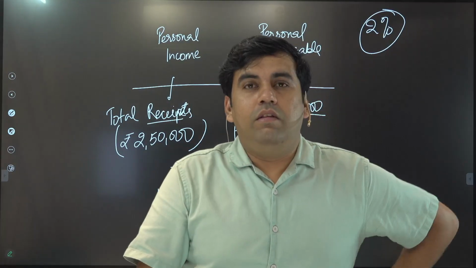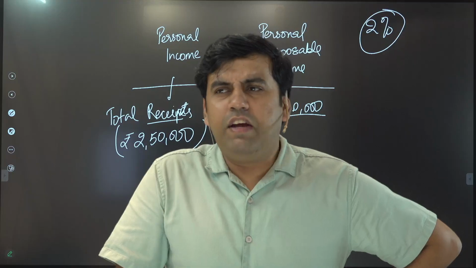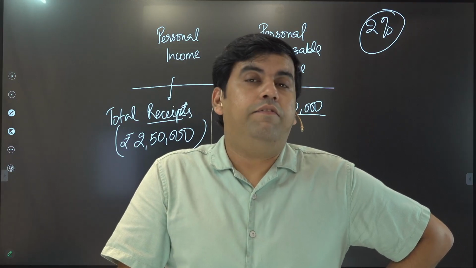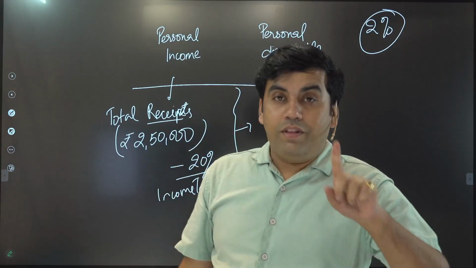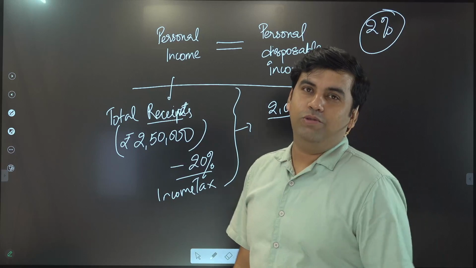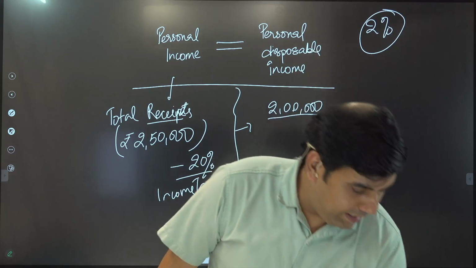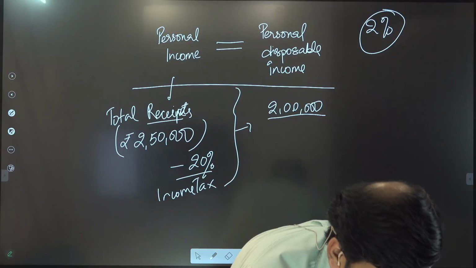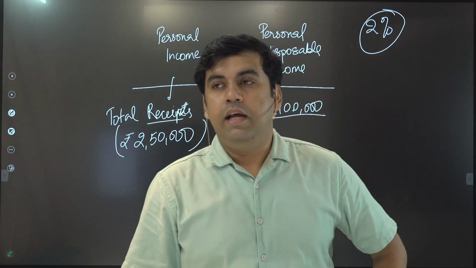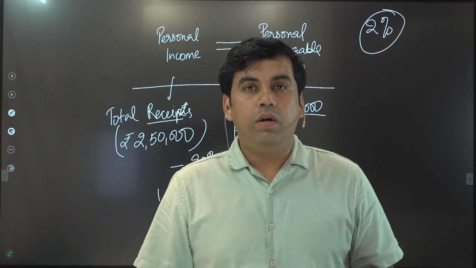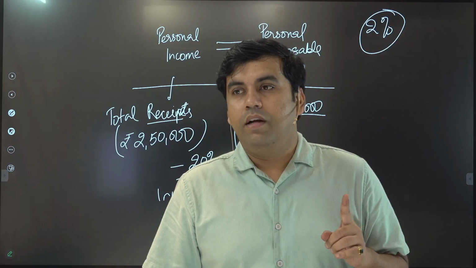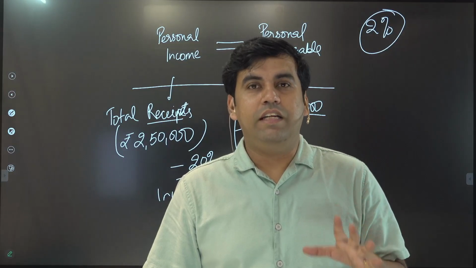Around 135 crore people in India, for them, personal income is their personal disposable income, because they are not paying taxes. And please, under this, do not include GST. Indirect taxes are not part of this. Clear with me? GST, excise.